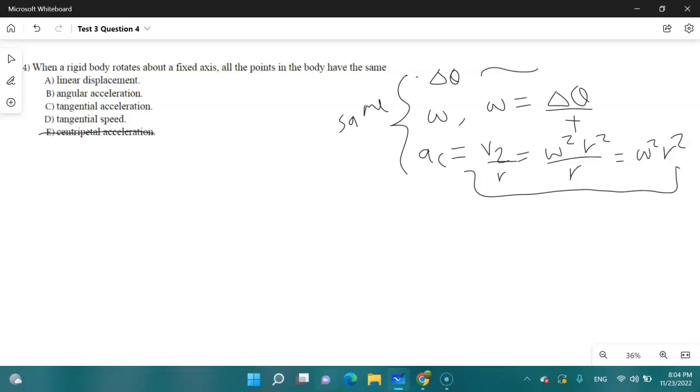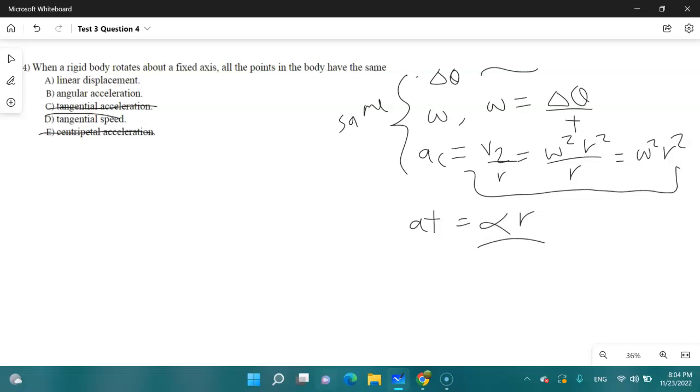The other thing that we know is not the same at all points is the tangential acceleration. So we can also get rid of that, and that goes along with the tangential speed. So the tangential acceleration is not the same at all because the radius can be different. It's like this, and again, it's another equation that depends on the radius, so it's not going to be the same.